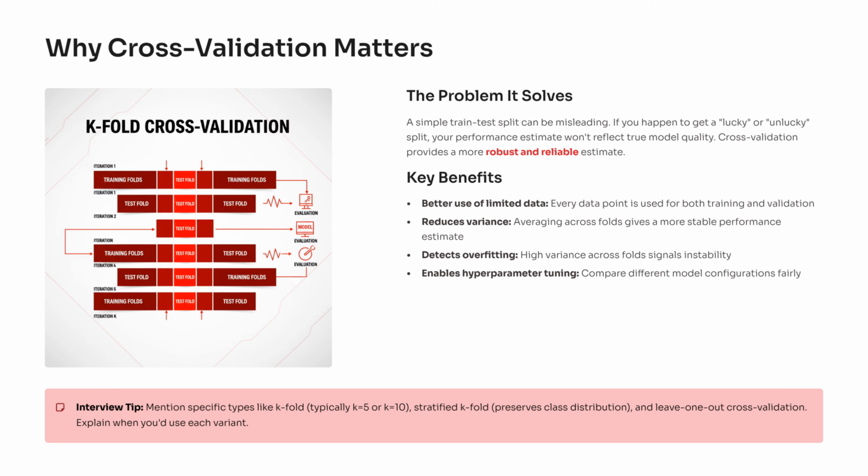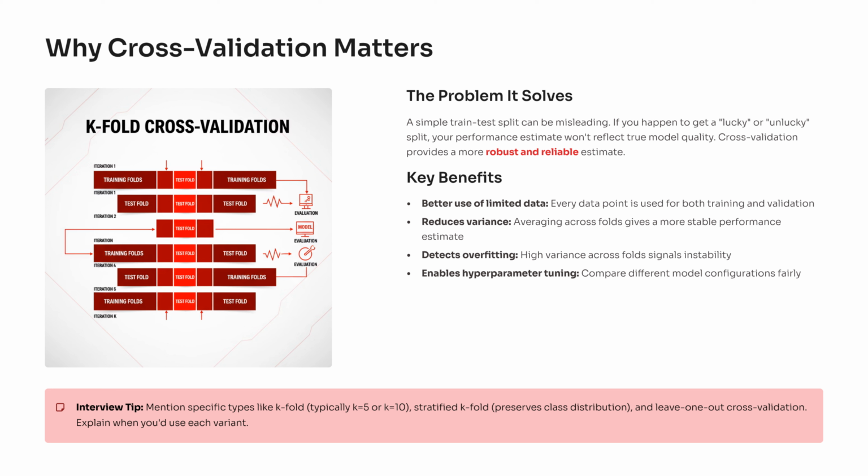Three, detects overfitting. If your performance scores vary wildly between folds, that's a clear red flag that your model isn't generalizing well. Four, enables fair hyperparameter tuning. It allows you to compare different model configurations on an equal footing, instead of overfitting to one dataset split.